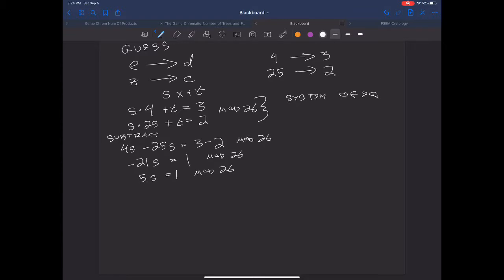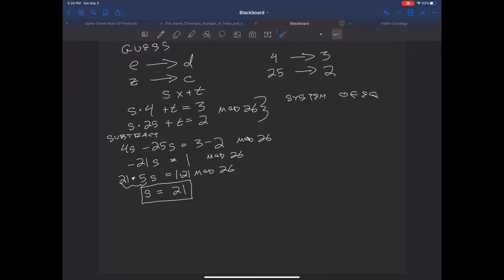Now we want to get S all by itself. So we want to multiply both sides by the inverse of 5, so that the 5 will basically disappear. We go to our calculator on eCrypt and figure out that if we multiply both sides by 21, 21 times 5 is equal to 1. So if I multiply both sides by 21, all this will disappear and I'll just be left with S, and of course I'll be left with 21 on the right-hand side. This tells me that my multiplicative key, S, is equal to 21.